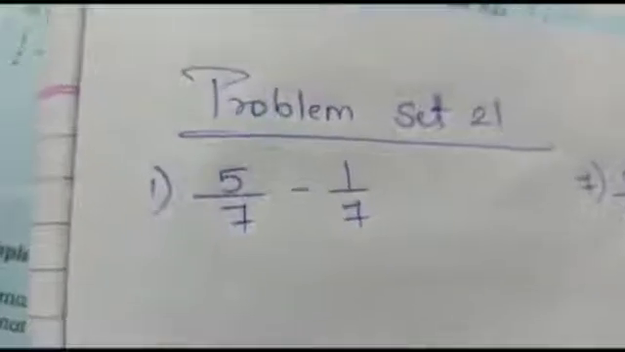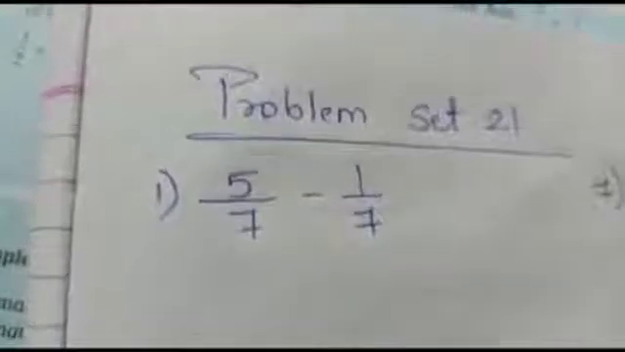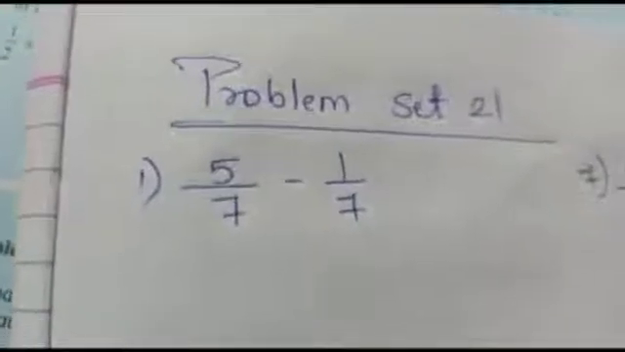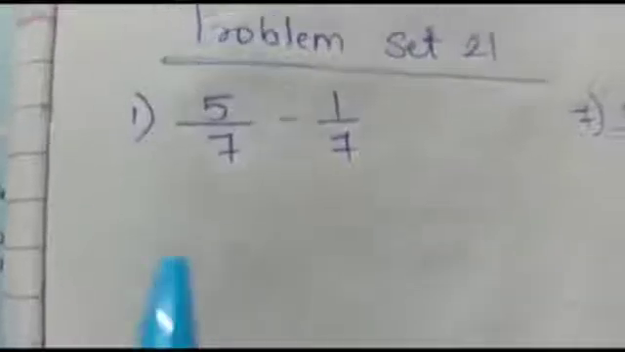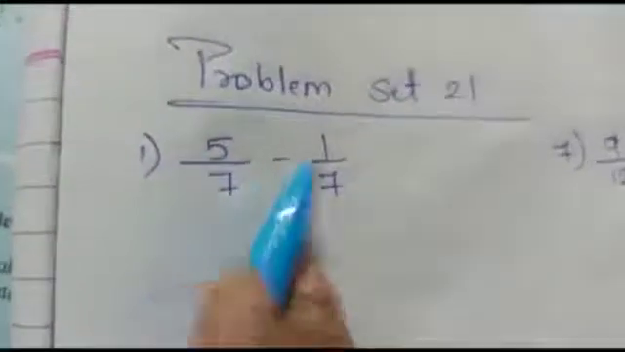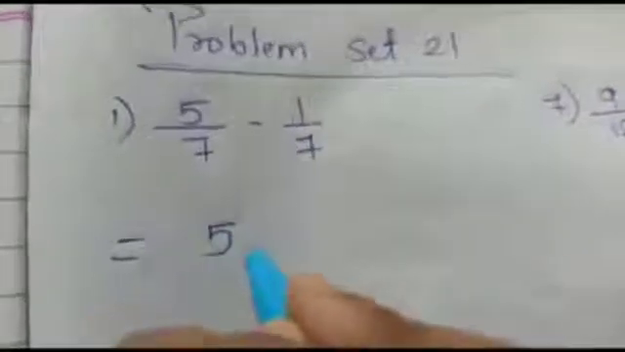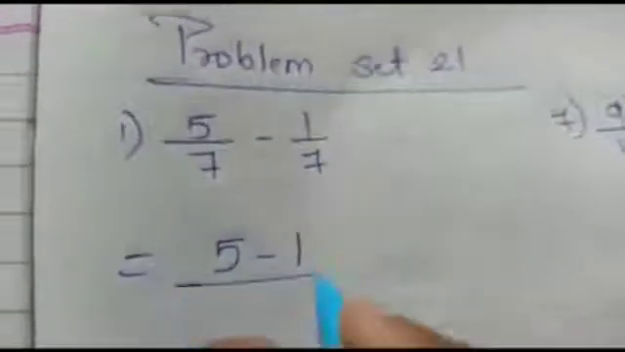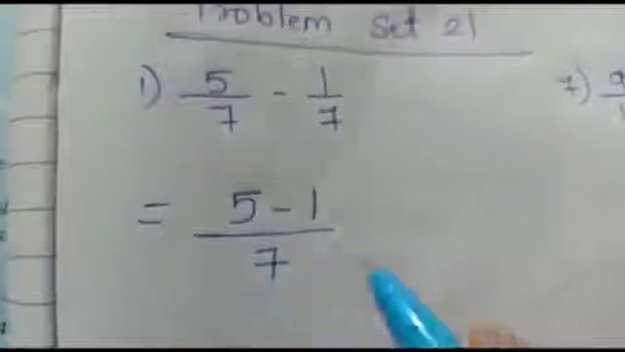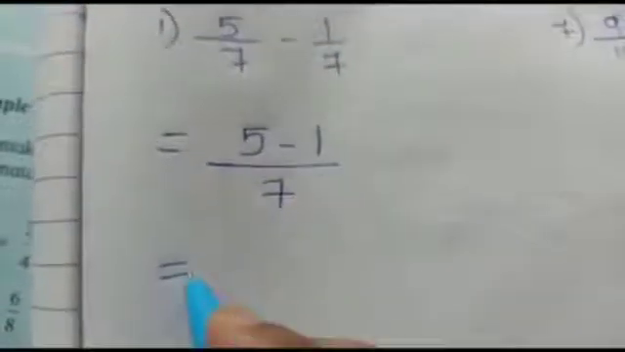So students, we learned problem set 20 how to solve. Now we will see problem set 21 about subtraction. So first one is 5 upon 7 minus 1 upon 7. So it is similar only. So you have to do the subtraction in the numerator. So 5 minus 1, denominator will be 7. It will be the common denominator. So 5 minus 1 is 4. 4 upon 7. This is your final answer. Okay.